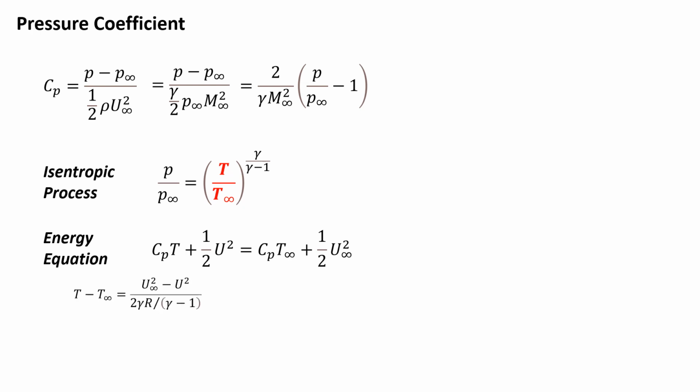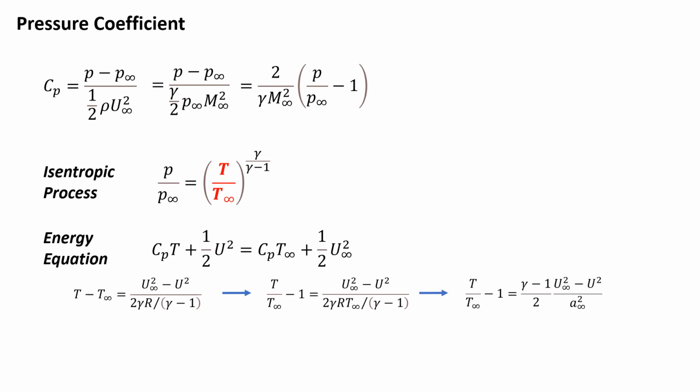And now we just do some manipulation, put the temperature on the left-hand side and the velocity on the right-hand side. Okay, so now both sides are divided by the free stream temperature. So we have this, and then because gamma RT is the sonic speed squared, we just replace gamma RT by A infinity squared. So we have this ratio.